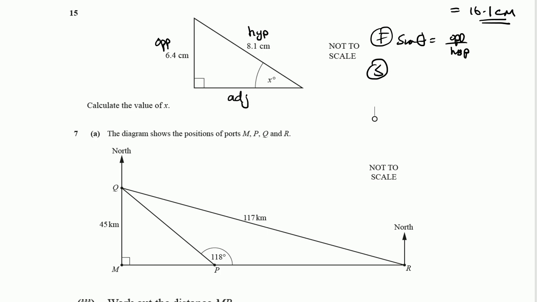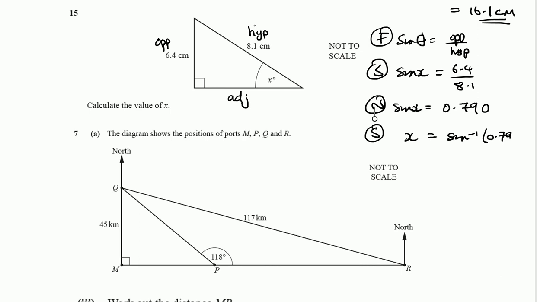When I substitute into this formula, that's sine x equals 6.4 divided by 8.1. A nice job would be to actually do that division on my calculator. 6.4 divided by 8.1, and that's going to give me 0.790. Finally, to get x on its own, I need to shift that sine out of the way. And so we're going to shift the sine to get an inverse sine of that decimal, giving me x equals 52.2 degrees. And there's our answer.